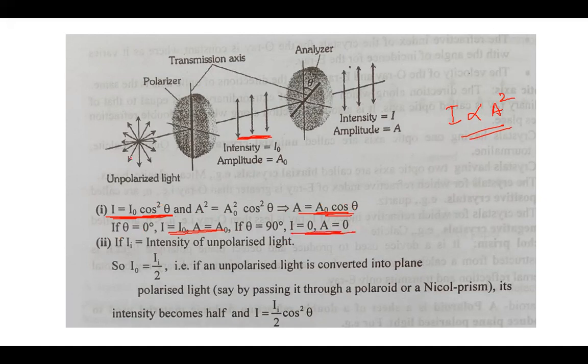Okay, if I take I as the intensity of unpolarized light, then I naught is equal to I divided by 2. If an unpolarized light is converted into plane polarized light, its intensity becomes half, and I is equal to I by 2 cos square theta. This is the formula. Clear aita? So based on this polarization, we are going to see some problems.